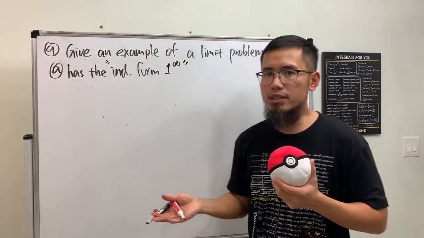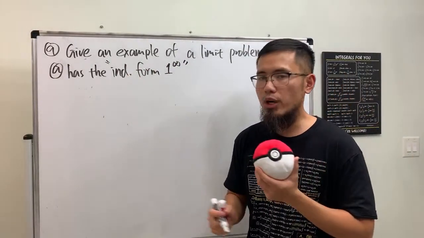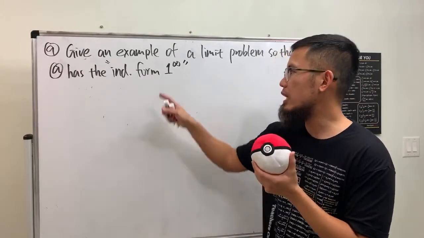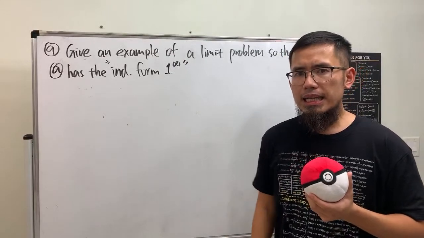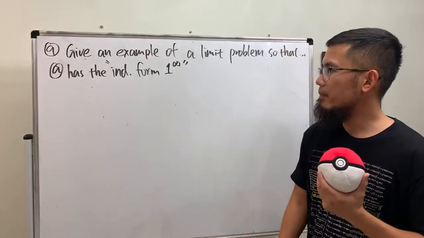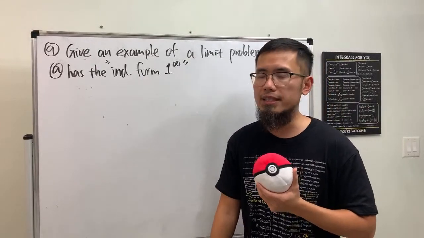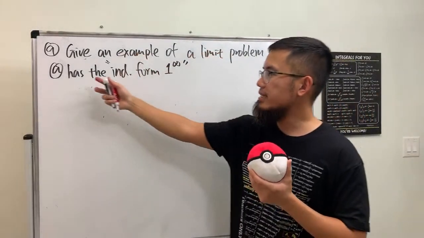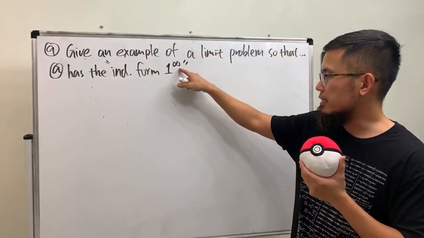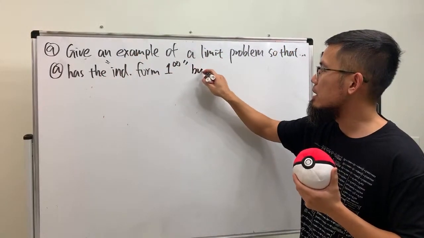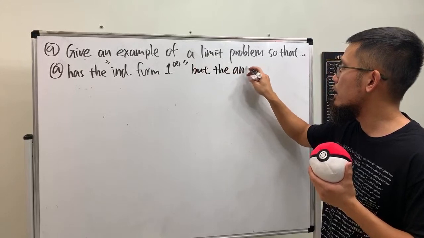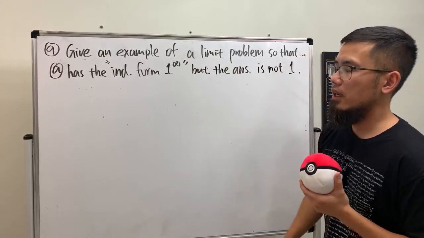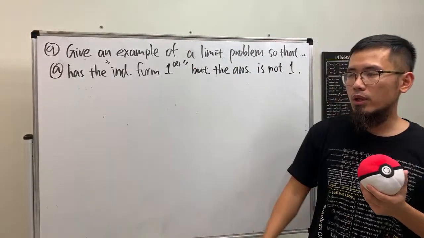So you have to understand what this is trying to ask you. Because you know sometimes when you are computing a limit, you first plug in the x value into the function, and sometimes you end up with 1 to the infinity. That's an indeterminate form. And what that means is that you just cannot draw a conclusion yet. But anyway though, I want you guys to give me an example of a limit problem so that it has the indeterminate form of 1 to the infinity's power, but the answer is not 1. 1 to the infinity's power, I don't want this to be 1.